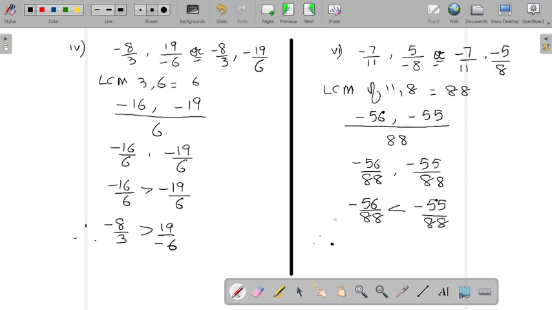Now you have to write the actual rational number. Therefore, minus 7 by 11 is less than 5 by minus 8.